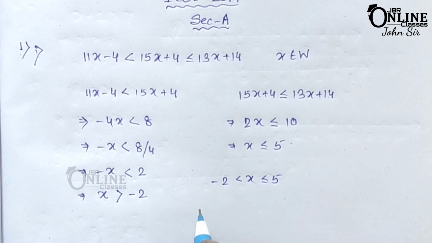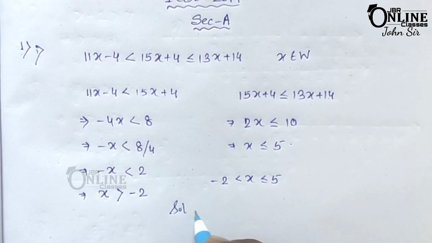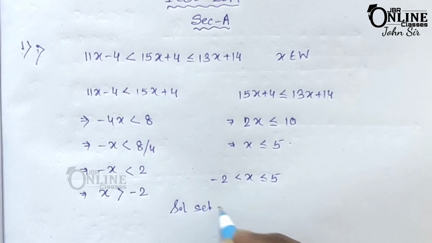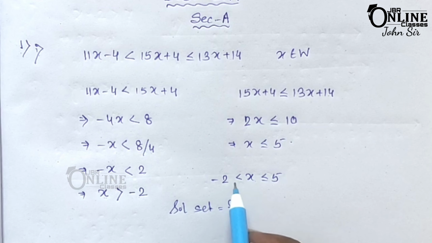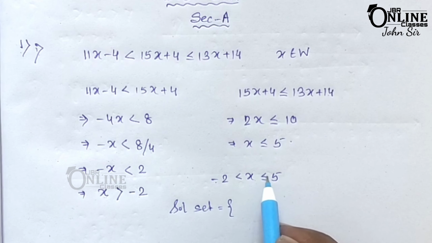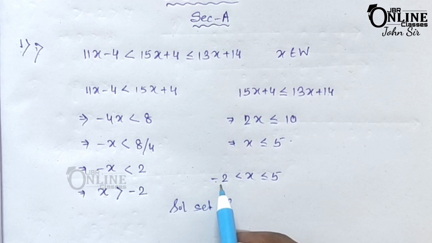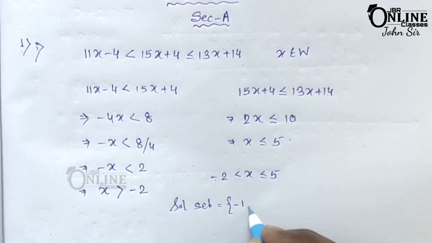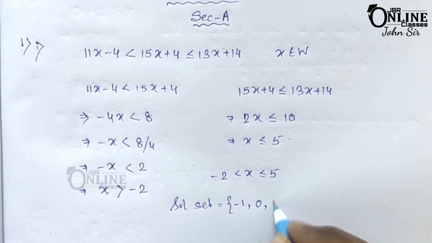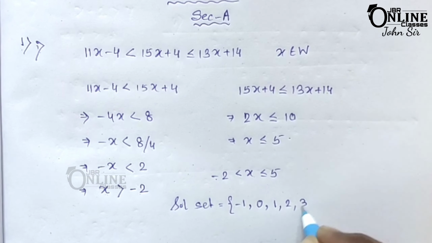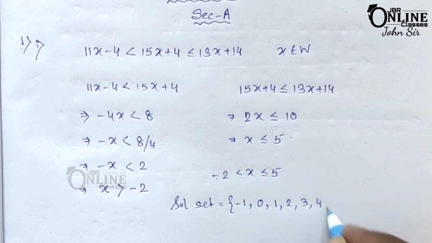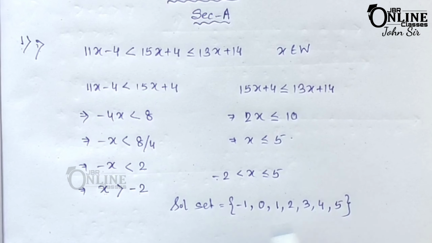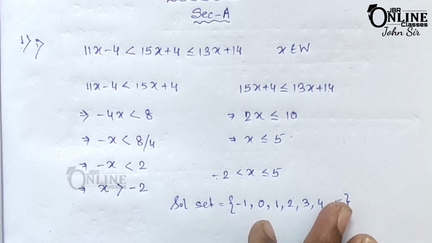Now next you have to find out the solution set. So solution set equals, first write down here the bracket, and the lower boundary is minus 2, upper boundary less than or equal to 5. So that means minus 1, 0, after that 1, 2, 3, 4, and here less than or equal to 5. So write down 5 also, bracket close. That is the solution set.